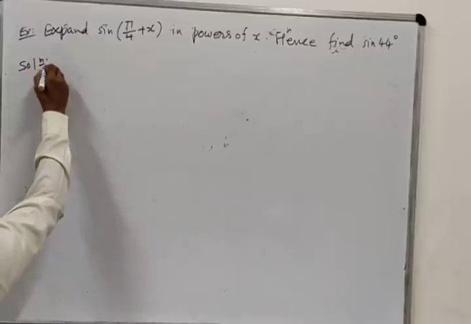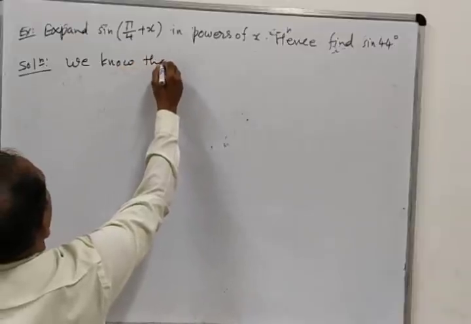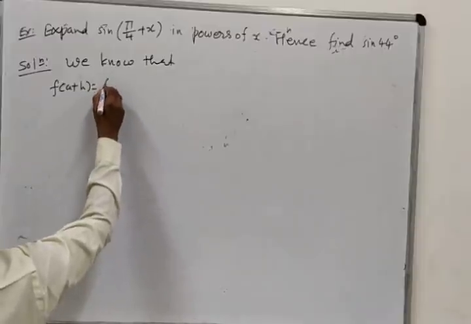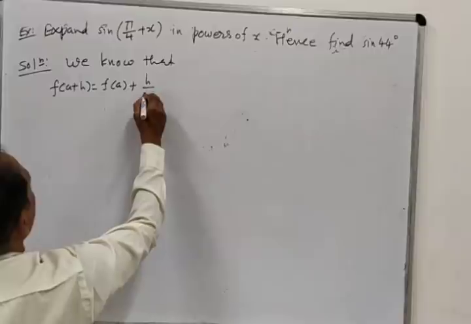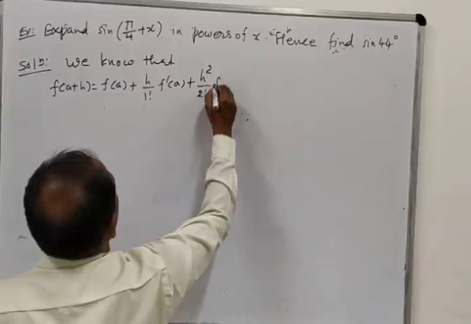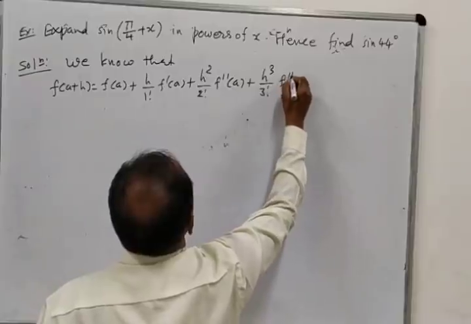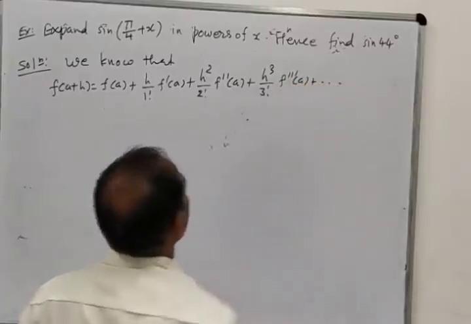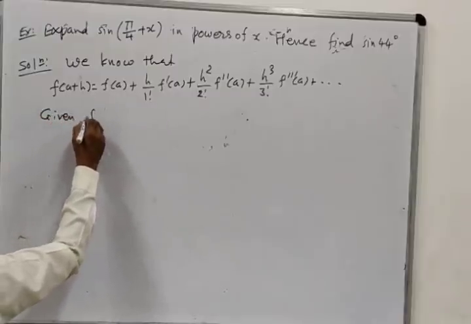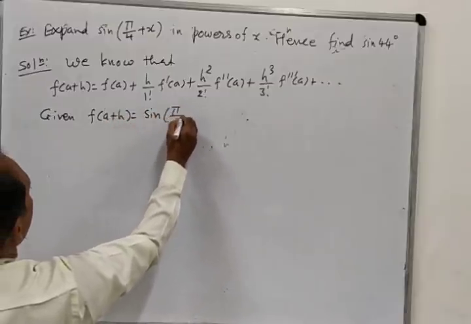So, solution as per one mark theory, we know that the Taylor series: f of a plus h equals f of a plus h upon 1 factorial f dash a plus h square upon 2 factorial f double dash a plus h cube by 3 factorial into f triple dash a plus dot dot dot. Okay? And what is given? We are given the function in the form of f of a plus h, so sine pi by 4 plus h.